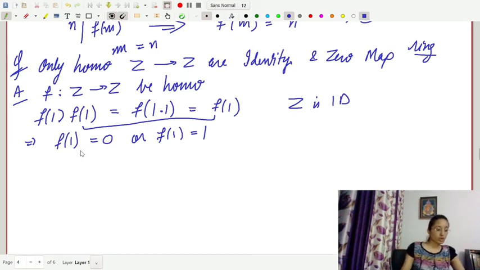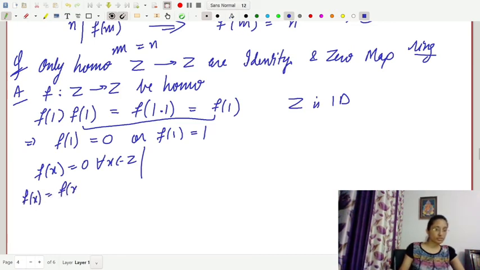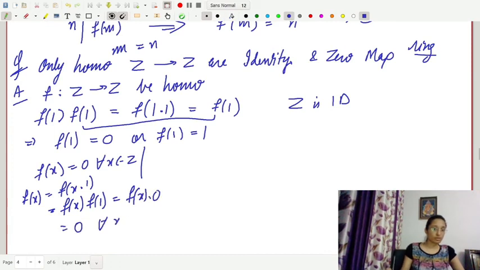Ab agar f(1) equal to 0 hai, then f(x) is equal to 0 for all x belonging to integers. That is zero map आ गया हमारे पास यहाँ पे. और अगर f(1) equal to 1 है, ये zero क्यों होगा हमारे पास, क्योंकि f(x) is equal to f(x · 1), which in turn is equal to f(x) into f(1), that is f(x) into 0, which in turn implies 0 for all x belonging to integers. इस केस में यहाँ पे zero homomorphism आ गई.